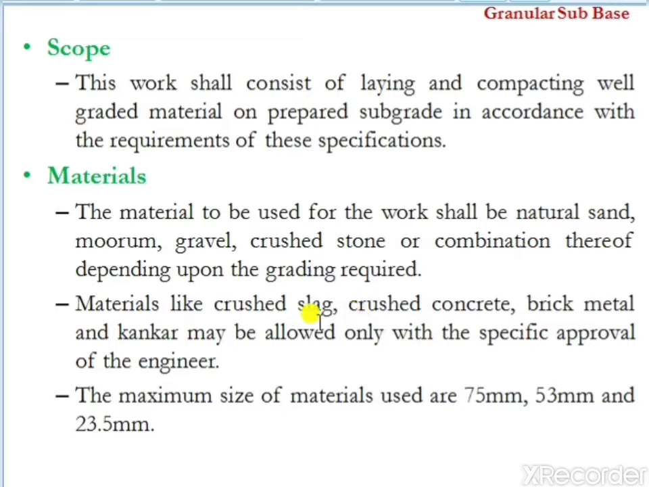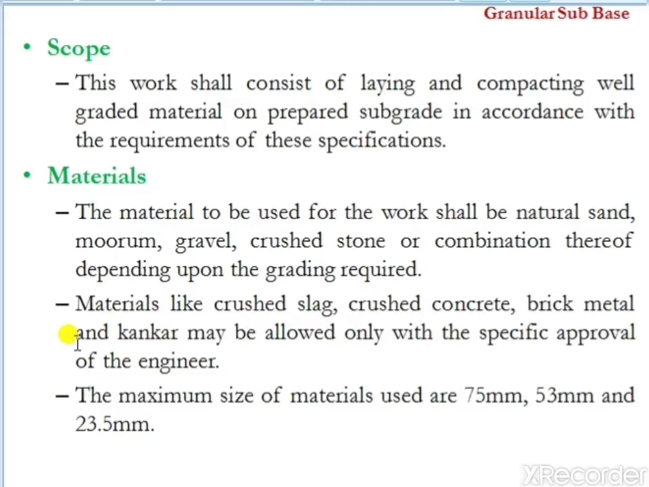So these materials can also be used in the construction of subgrade soil, but for the use of these materials in the construction, the materials should be specified, and the engineer who is involved in the designing and construction of the pavement should give approval for the use. The maximum sizes of materials used are 75 mm, 53 mm, and 26.5 mm.